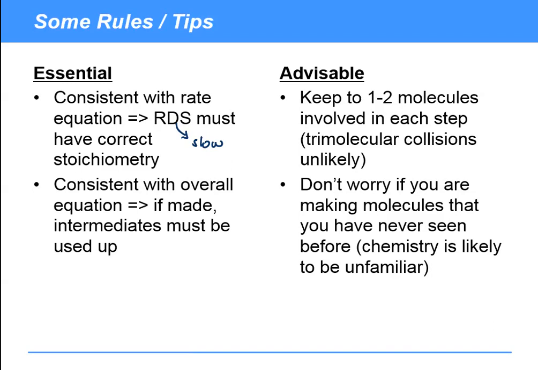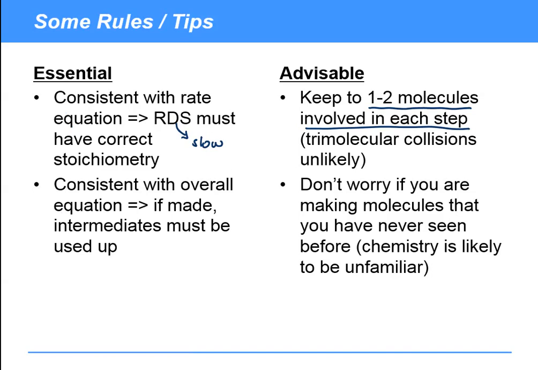What's advisable is to keep to 1 to 2 molecules involved in each step. Trimolecular collisions are incredibly unlikely and any mechanism which proposes them is almost certainly incorrect. However, I have seen questions where trimolecular collisions have been allowed, so that's why I put it under advisable. The other thing I put under advisable is don't worry if you're making molecules that you've never seen before. The chemistry is likely to be unfamiliar in these situations because they're testing to see whether you can do the things I've put under essential.